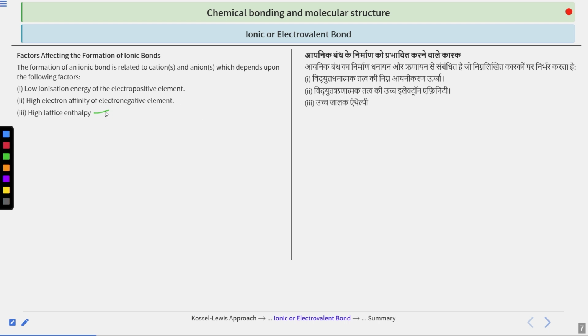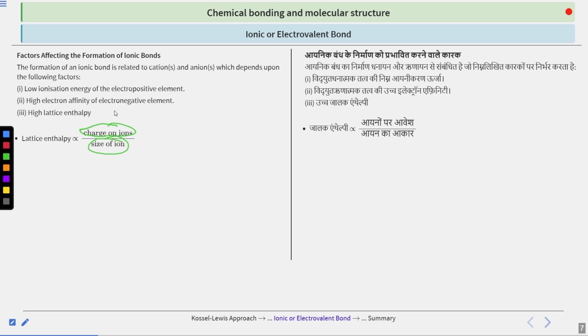And the next is high lattice enthalpy. Lattice enthalpy is basically the energy released when moles of gaseous ions combine to give the complete lattice. And if that energy release is sufficiently high, that means the compound formed is highly stable, as it is in a lower energy state. So we can say that the lattice enthalpy is directly proportional to the charge on the ions and inversely to the size of ions. If the charge is more, they will come closer and closer, and there will be a greater force of attraction.